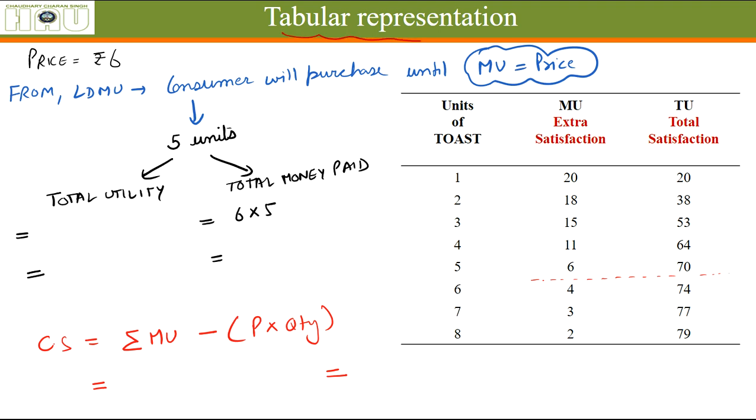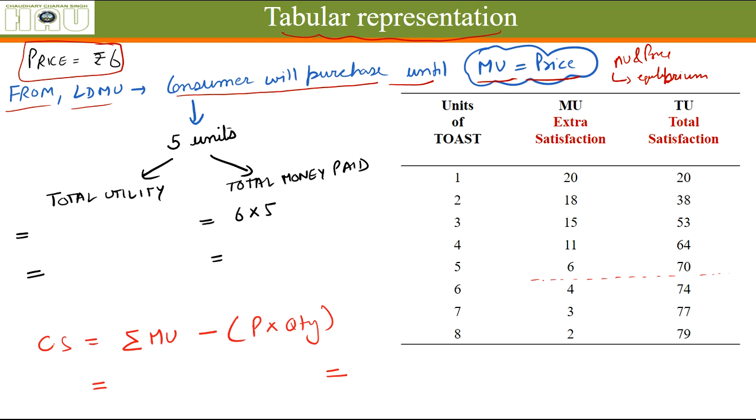Let's represent it by a table. Let's say the price of a good is rupees 6. From the law of diminishing marginal utility, we know that the consumer will purchase until the marginal utility is equal to price. He is not going to purchase more than that. When he equates marginal utility and price, he gets to his equilibrium. This is the equilibrium we studied in the very first slide.